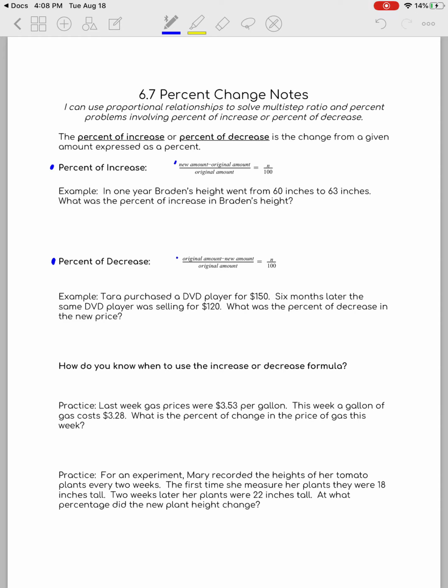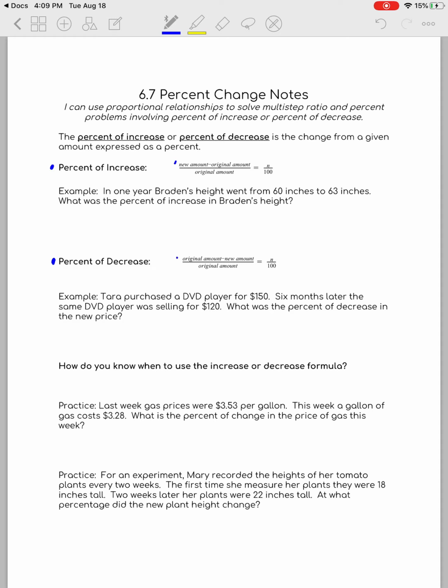And the only thing that is different is the top lines. On a percent of increase, it's the new amount minus the original amount, because the new one would be larger because it increased. On the percent decrease, that is flip-flopped. It's the original minus the new amount because it decreased. So you're trying to find the difference in the two numbers, and you're wanting those to be positive numbers, not negative numbers.